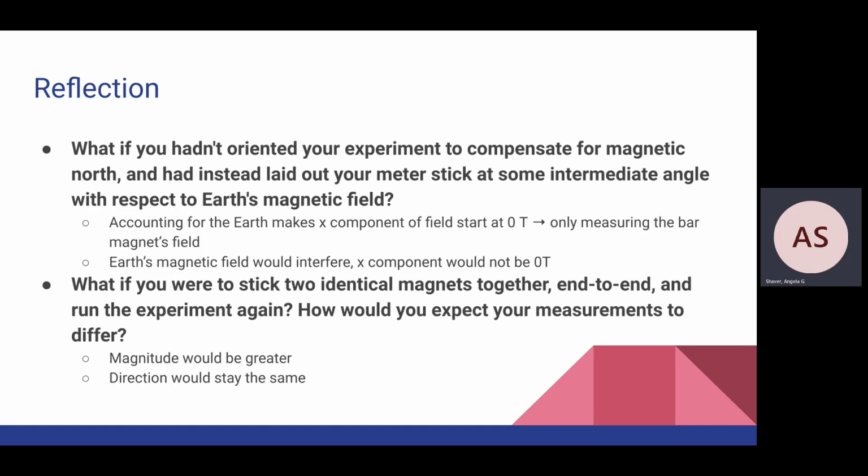And finally, for the reflection questions, if I hadn't oriented the experiment to compensate for the magnetic north in the beginning, how would it be different? So accounting for the Earth's magnetic field makes the x component start at 0 teslas. And then that ensures that we are only measuring the field coming from the bar magnet. So if we hadn't done that, then the magnetic field from Earth would be interfering with our results, and the x component would not start at 0 teslas, so we would have a different result.